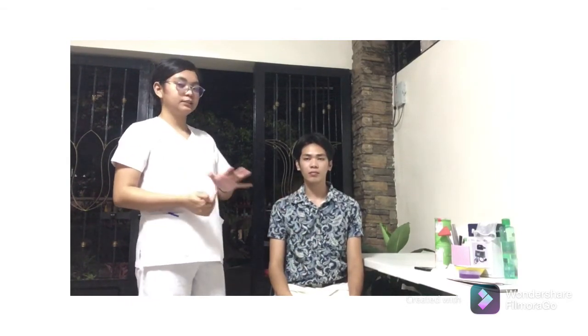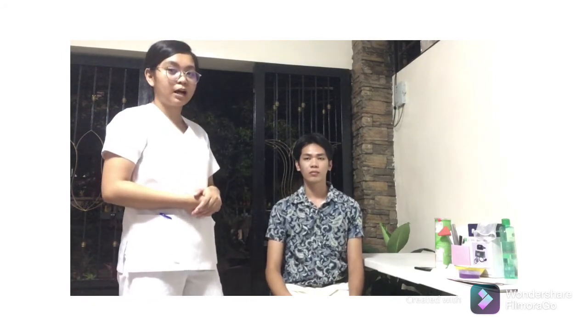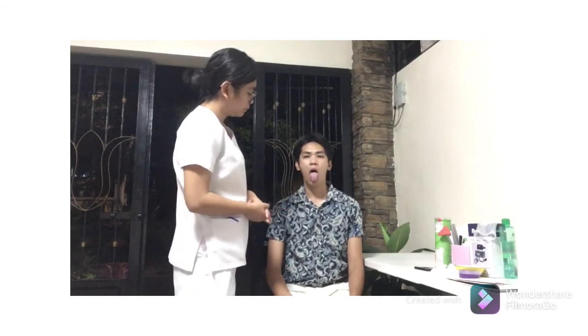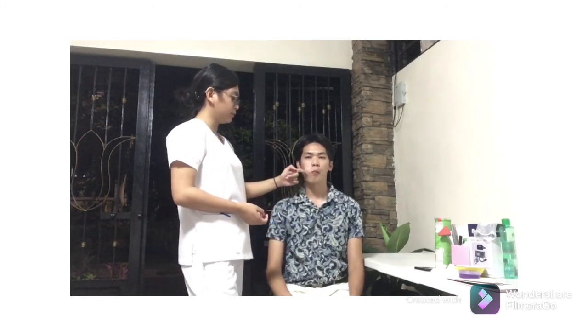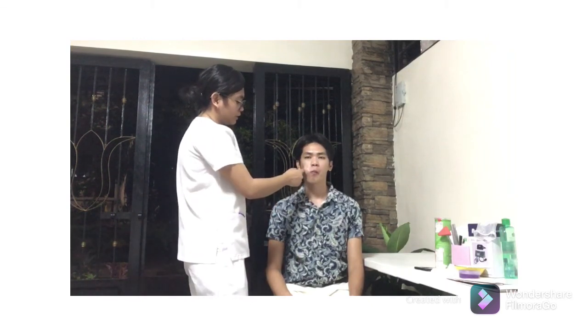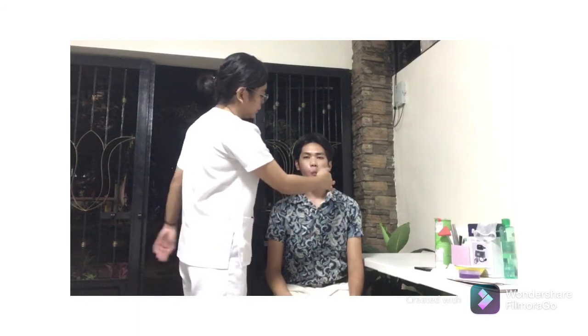Okay. Next is cranial nerve number 12, which is the hypoglossal. I will observe the patient's tongue for symmetry. Then I will ask the patient to push the tongue against my finger. Sir Albert, I'm going to push your tongue against your cheek as I apply resistance. Okay, on the other side. As you can see. Okay, good.